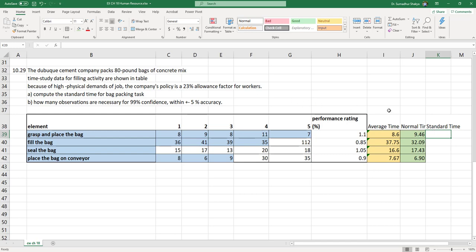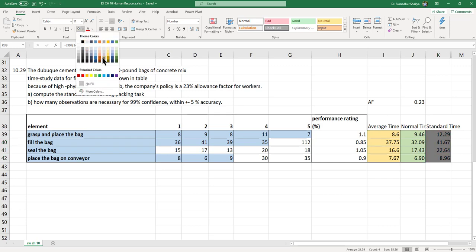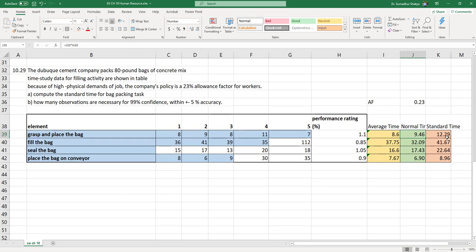Yes, we do. So we know the allowance factor is given to us as 0.23. So therefore, standard time is going to be normal time divided by 1 minus 0.23, and I'm going to freeze it so that I can copy it down. Control Shift 1, Control C, Control V, Control S, and then let's choose a different color. Okay, so I have average, normal, and standard times.